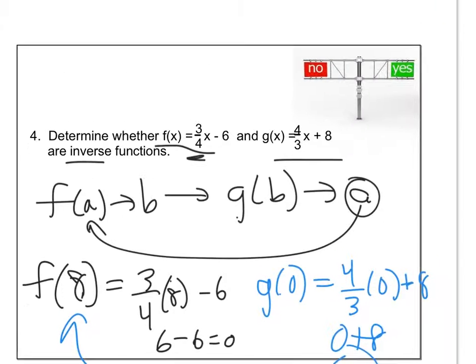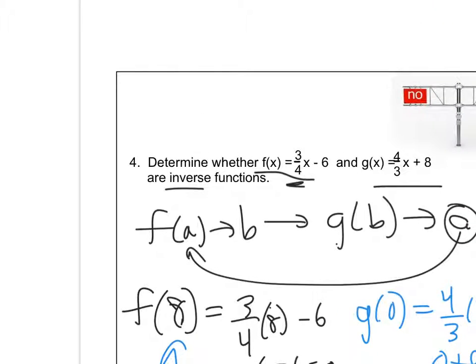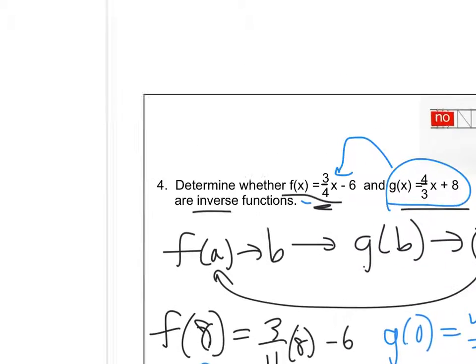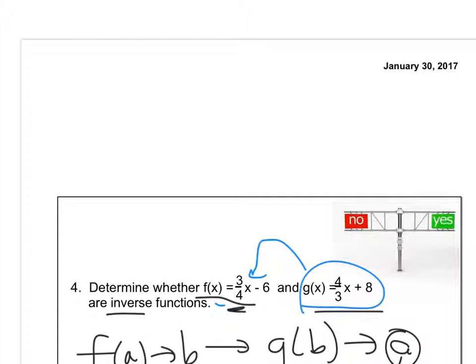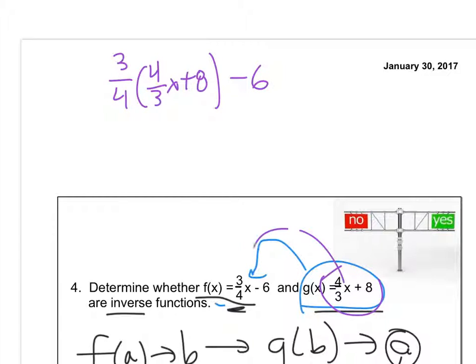You could also do it algebraically by putting one function inside the other. So what I mean when I say that is this. So I'm going to put g of x in for x for the other function. So if I want to look at that, let's come up here, kind of work backwards here. So I'll take 3/4, but then I will put 4/3 x plus 8 minus 6. So I'm going to put this whole thing in for x.